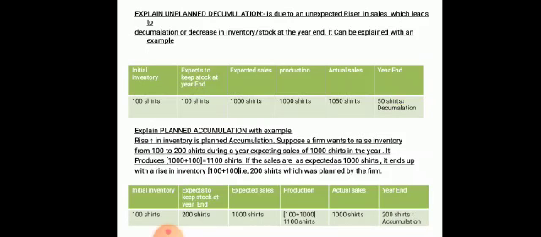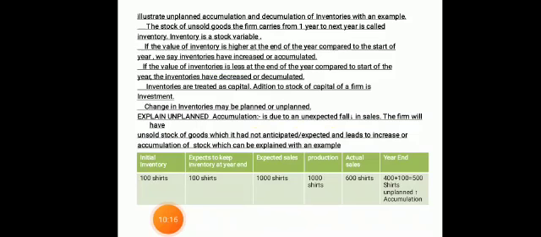Let's see. For today, I think this much is sufficient. We will continue in the next class. Just prepare for, just understand this unplanned accumulation. Firstly, what is accumulation and decumulation? Accumulation means what? Increase in the stock. Decumulation means decrease in the stock.